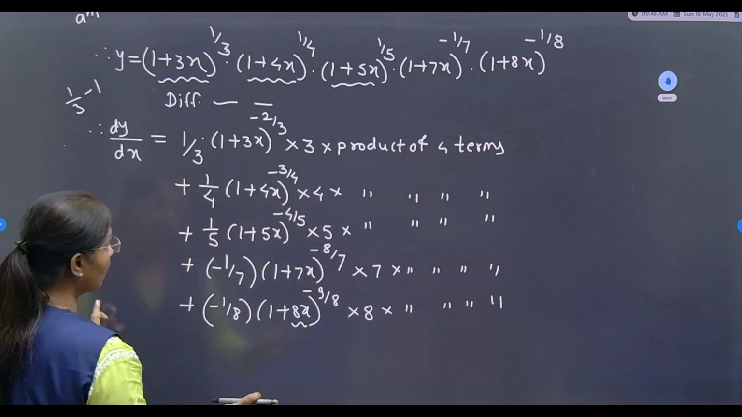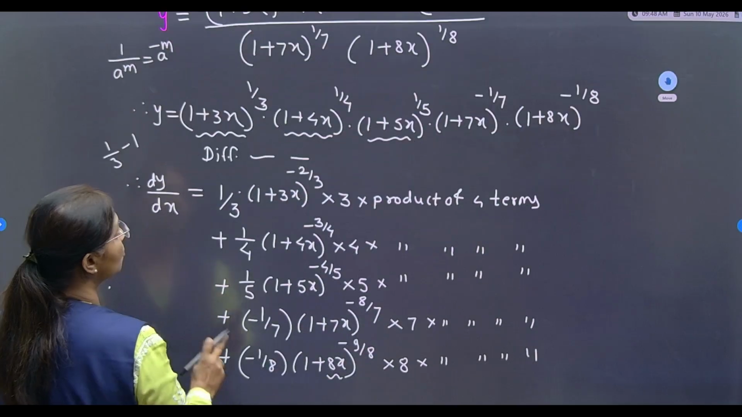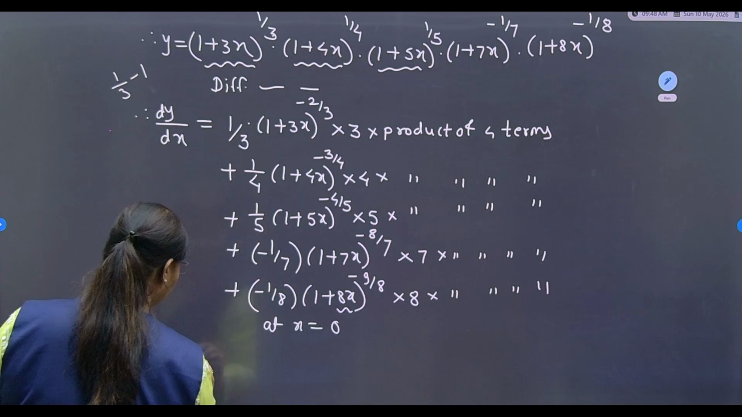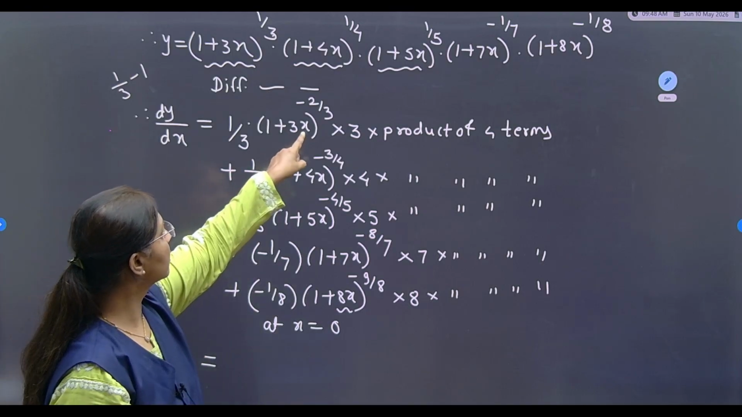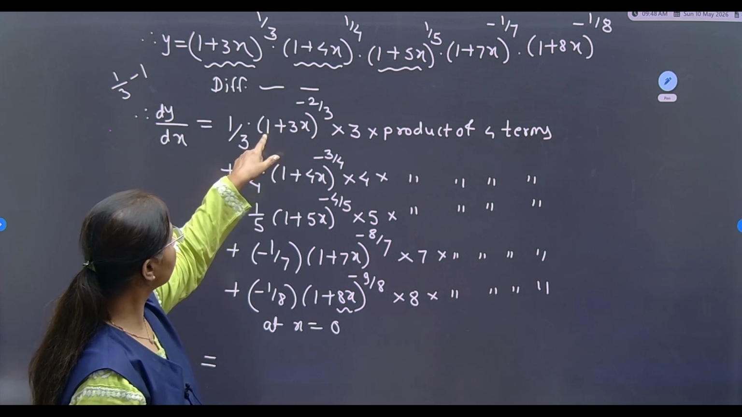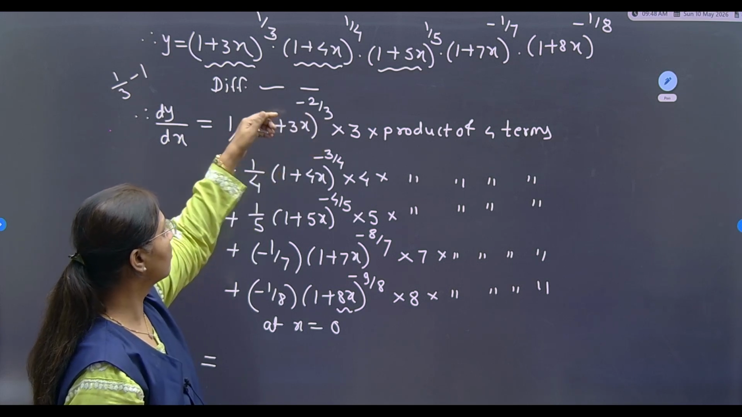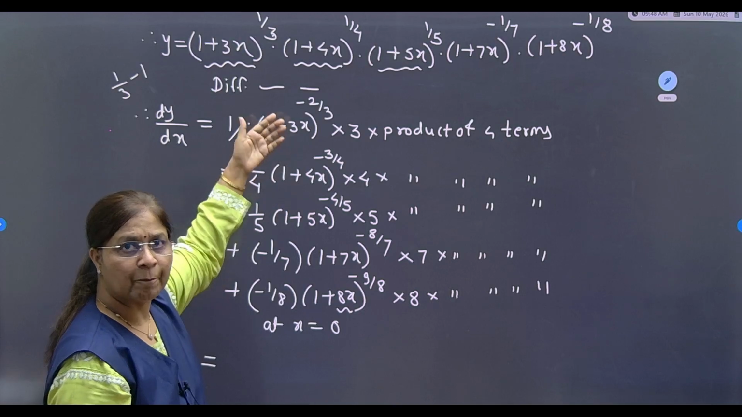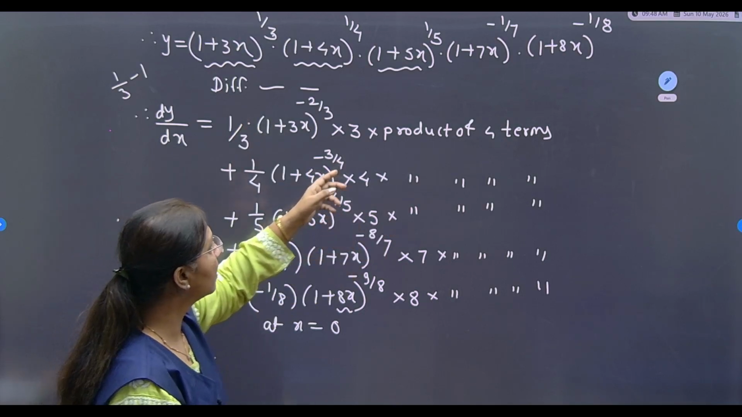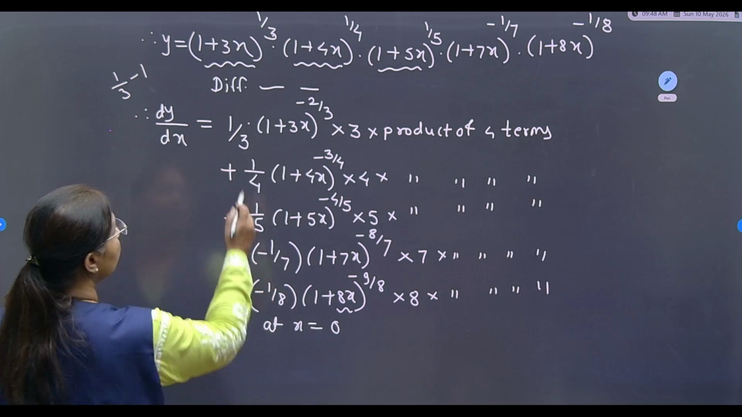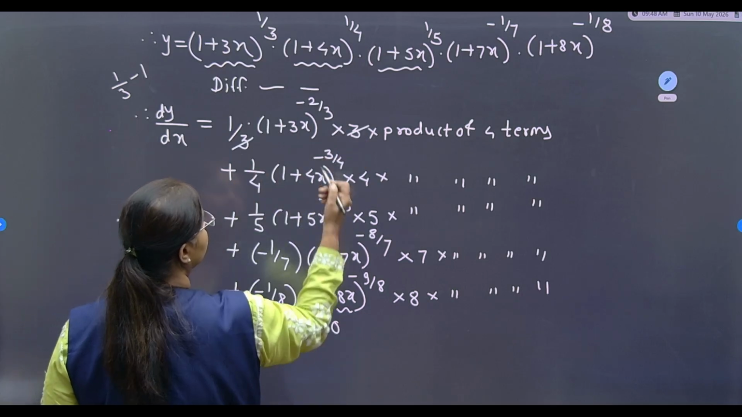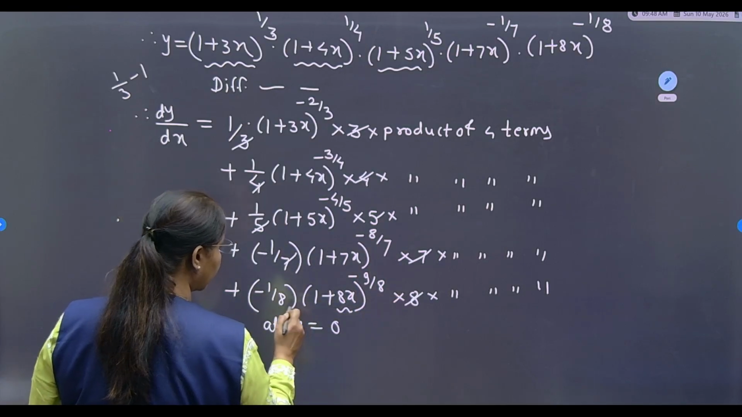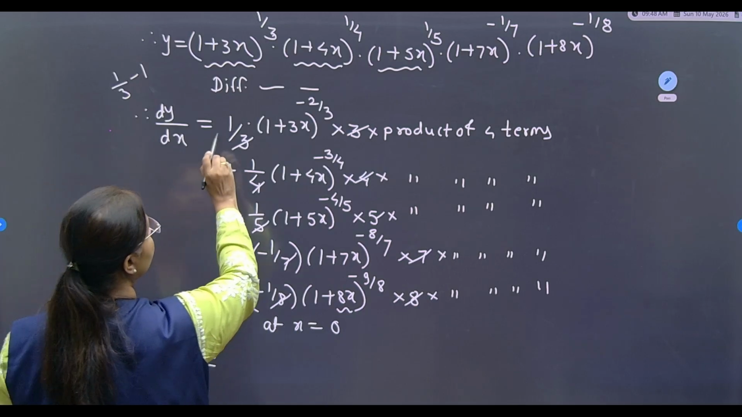This is our derivative. Then next put x equals 0. At x equals 0 we get 0, and 1 plus 0 is 1, raised to anything is 1, so we get minus 2 by 3. Whatever the power of 1 is, we take it as 1, and if the power is negative, we can adjust it in the denominator and make it plus. Right? Then here the terms cancel: 3 by 3, 4 by 4, 5 by 5, 7 by 7 and 8 by 8 cancel. Therefore here we get plus 1.